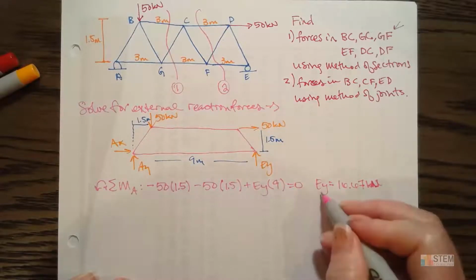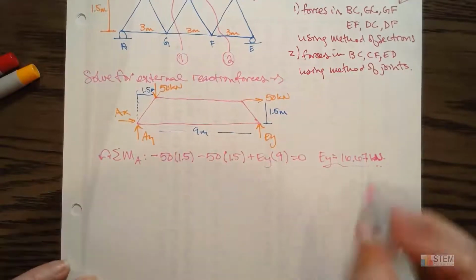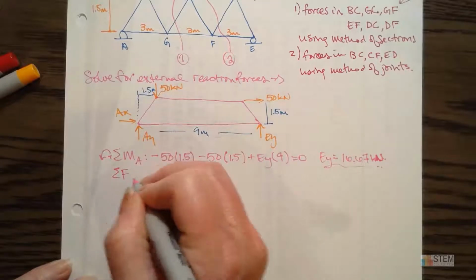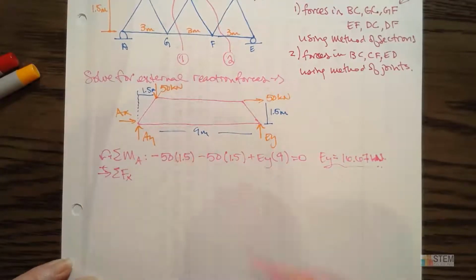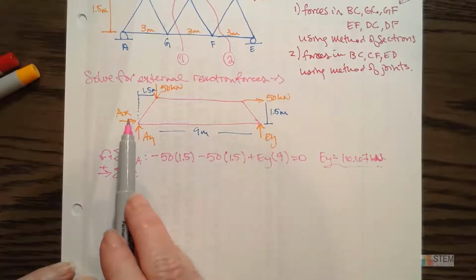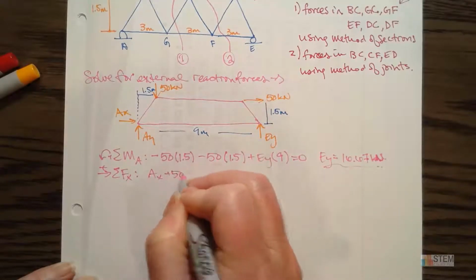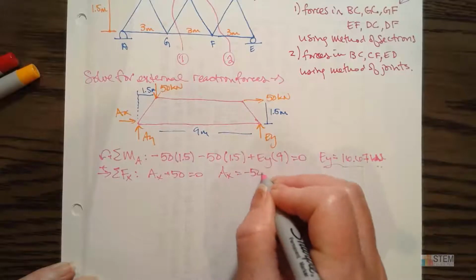All right, so now we've got that. And you guys check my numbers here because I just quickly ran through these calculations, so hopefully I didn't mess anything up. Okay, next let's do the x equation. So we got Ax and then positive 50 here. That's all we've got there. It makes it easy. So Ax is going to be negative 50.